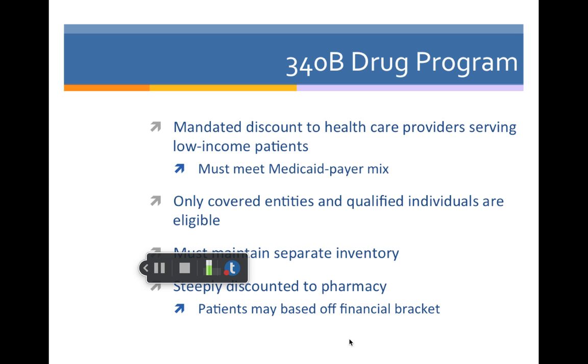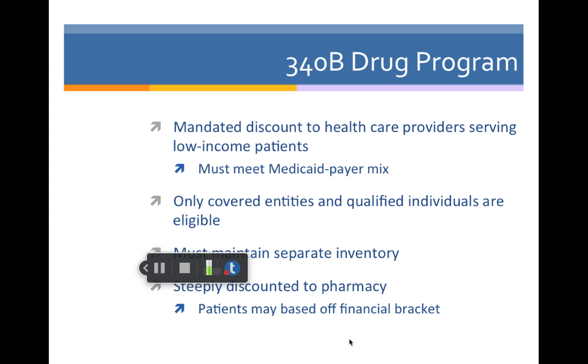So a pharmacy or clinic has to meet a certain Medicaid payer mix and uninsured patient payer mix. So they can have privately insured individuals like myself, but they can only be a small proportion, around 5 or 10%. They then have to have so many Medicaid patients, so many Medicare, and so many uninsured. Only covered entities and qualified individuals are eligible for 340B.